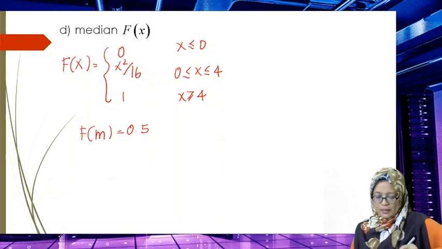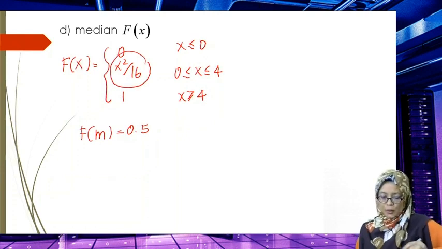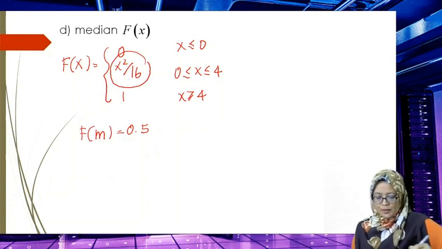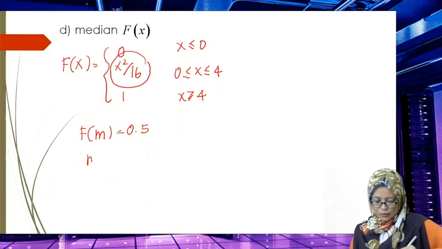So nilai 0.5 ni mesti jatuh dekat sini lah, interval yang tengah tu. 0.5 tu bukan tengok dekat you punya interval yang ujung ni, kena tengok dekat you punya function. Okay, kita tahu dah 0.5 tu jatuh dalam function yang tengah ni. So kita akan ganti x dia dengan m. Jadi m square over 16 equal to 0.5, so m square equal to 8.